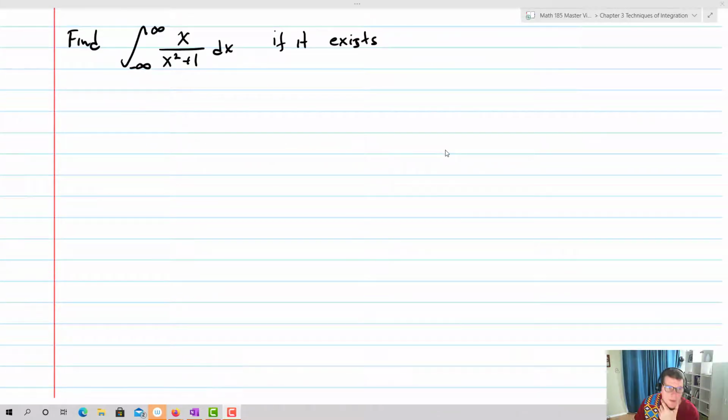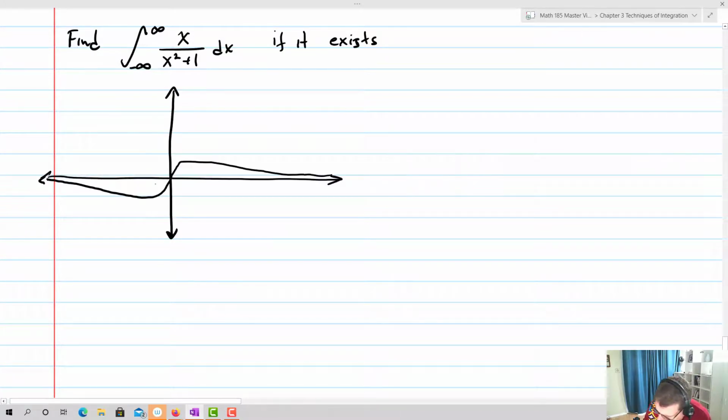So let's solve this. Let's say we want to find the integral from negative infinity to infinity of x over x squared plus 1 dx, if it exists. So when I look at the integral, if I want, I can utilize algebraic techniques to show that I in fact do have an asymptote at y equals 0 as we go to negative infinity and positive infinity. And so it looks like this might actually exist.